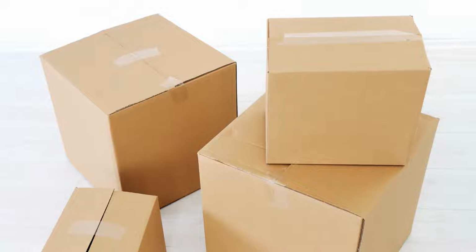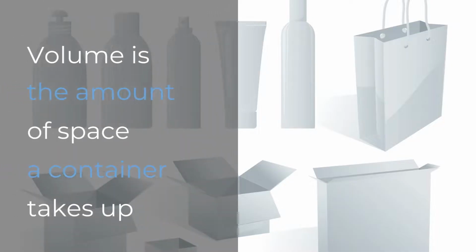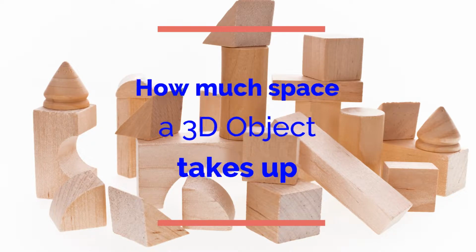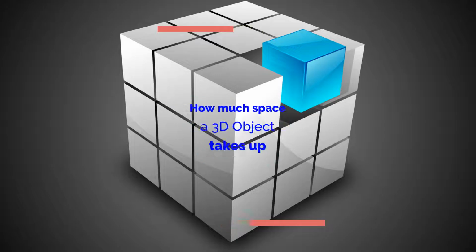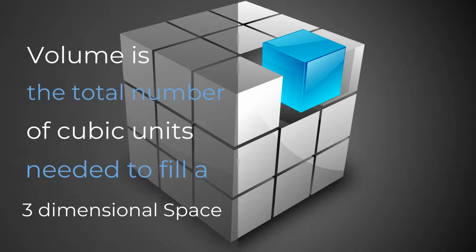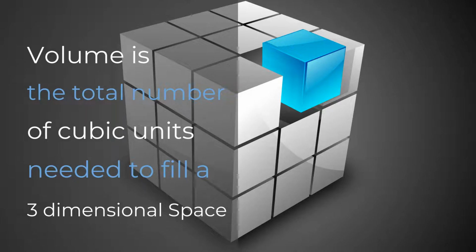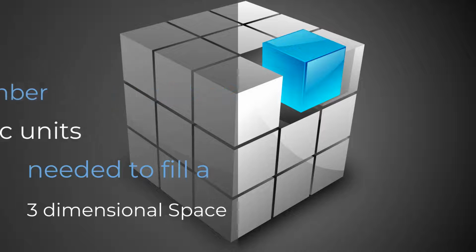Today, we're going to take a closer look at volume. We talked about how volume is a measure of the amount of space a container takes up. You can think of it as how much space a 3D object takes up. Another way to think about it is in cubic units. Volume is the total number of cubic units needed to fill a three-dimensional space.